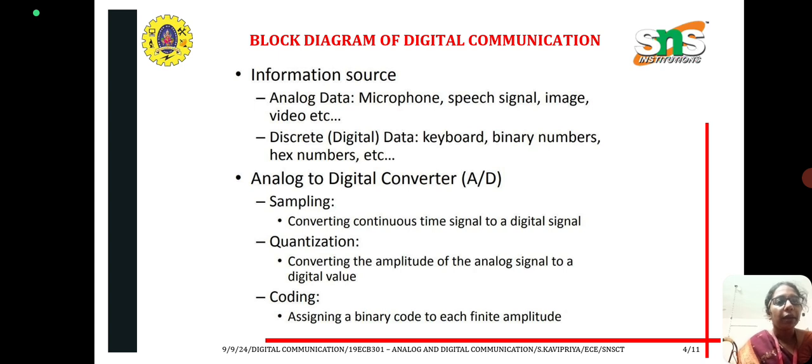Here the analog data will be converted to a digital signal by three processes. First one is sampling, second one is quantization, and third one is coding. Sampling is a process of converting a continuous time signal to a discrete time signal, so it is discrete in time. Discrete in amplitude is done by the process called quantization. So at the end of the quantization, the signal will be discrete in amplitude. Later we'll be assigning a binary code to each and every finite amplitude in the coding part. So the result of coding is a digital signal.